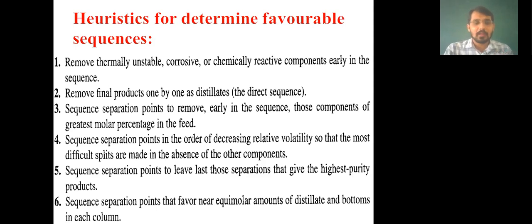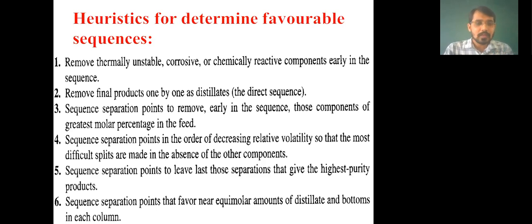The fifth rule to get the favorable sequence is to sequence separation points to leave last those separations that give the highest purity of products. It means we are giving separation points in such a way that the most purified product is obtained in the last unit. If there are 4 distillation columns for 5 components, we get the greatest purity product from the 4th, last distillation unit. That is the meaning of the 5th rule.